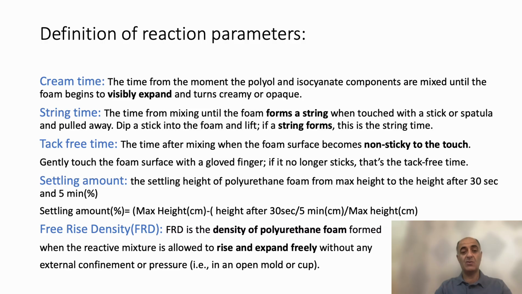So, string time or gel time. Gel time shows you the time of the gelling reaction taking place, and this is also important in dictating the cell structure of the final foam. If the string time is too short, you will have a tight foam. If it is too long, you will maybe have a foam that is too open or a collapsed foam.